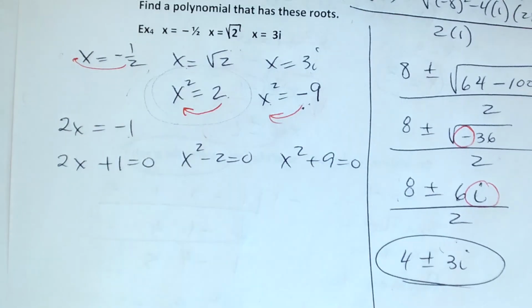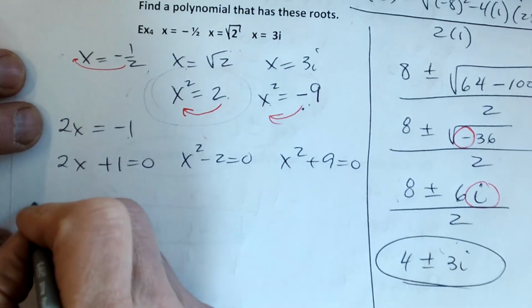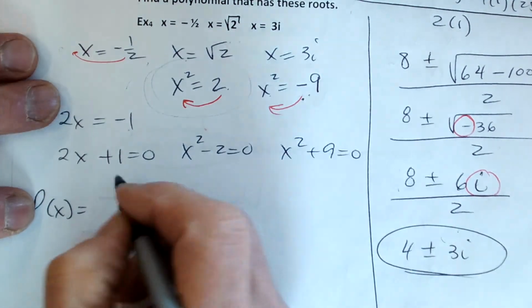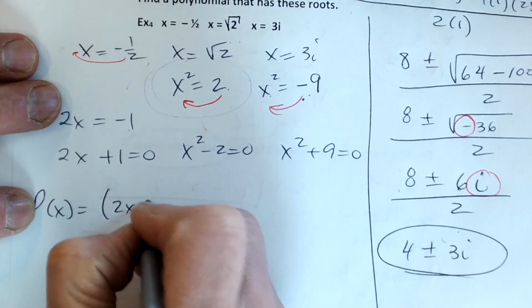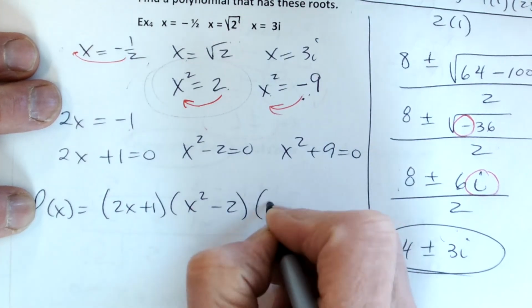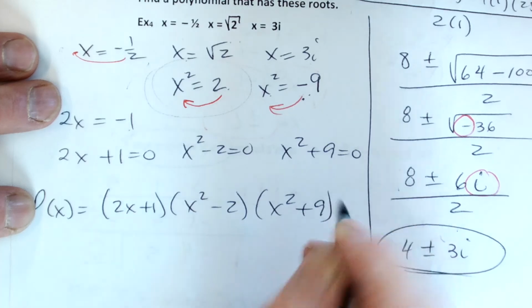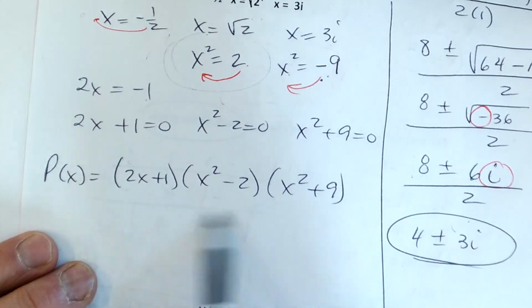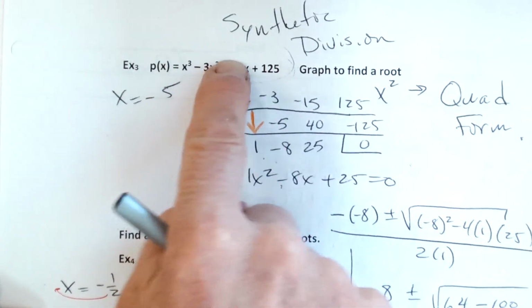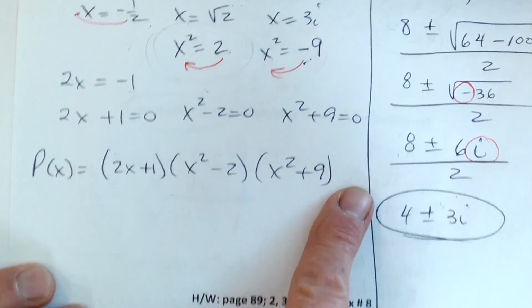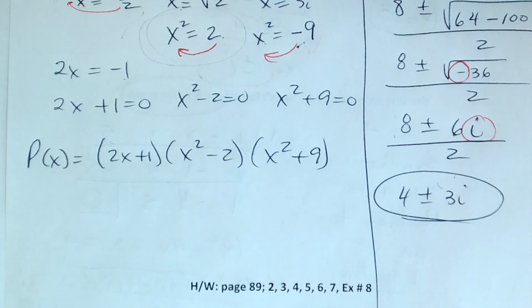So then my original equation would have looked like this. I'm going to say p of x because it is a polynomial. P of x would have been 2x plus 1 times x squared minus 2 times x squared plus 9. Okay? And we are going to stop with that. I don't need you to multiply it out, because if you multiply it out to make it look more like one of these, you might make a mistake and get the wrong answer. This is the correct answer. It's just in a factored form. Okay? All right. Thumbs up.